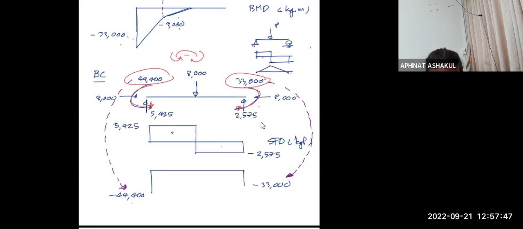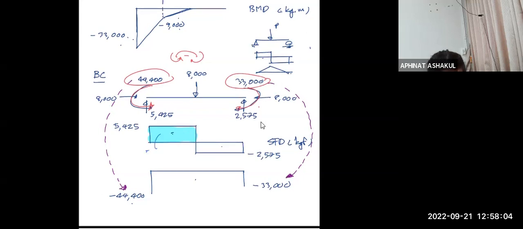we begin from here. So the value here must come from the area of the shear force diagram here, right? And then again, the area here is 5425 multiplied by 4, right? You must add them up to the existing value, and that gives the final number.